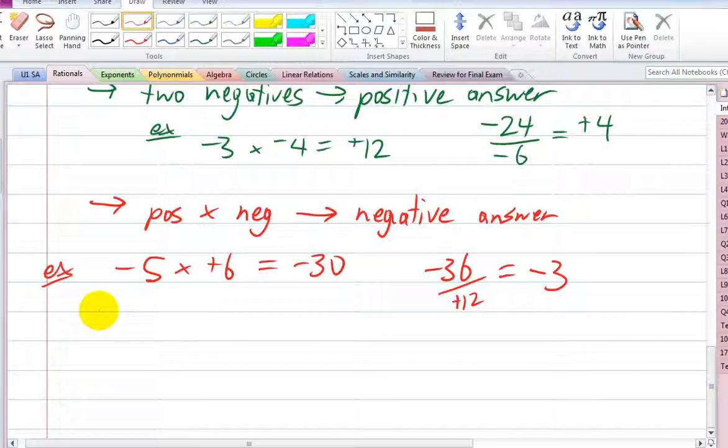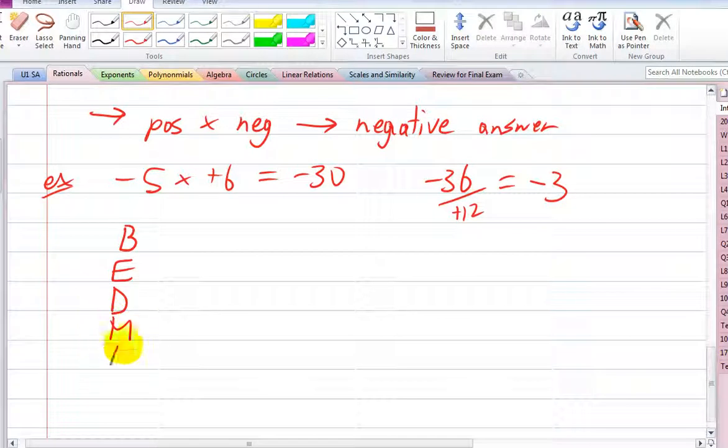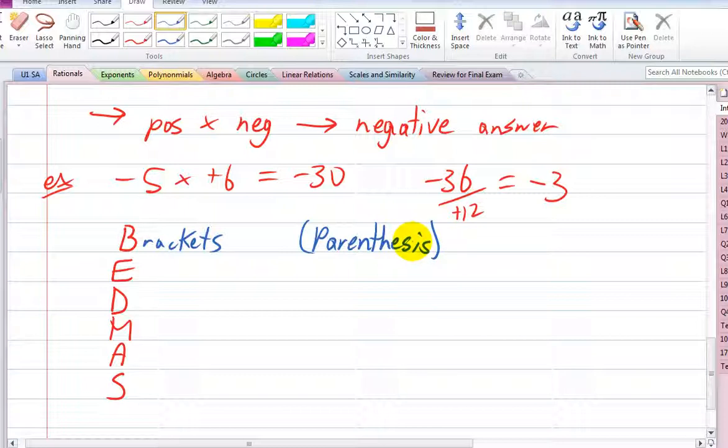Now, that's pretty grade 8-ish, so we're going to do this more complicated, and we're going to work with BEDMAS. B stands for brackets. What do the Americans call them? Parentheses.